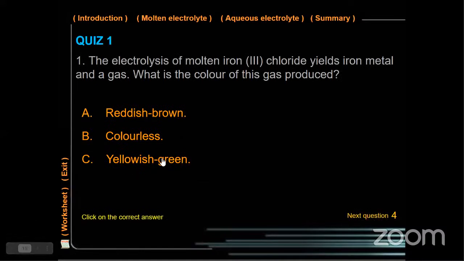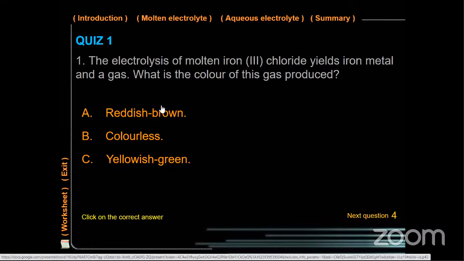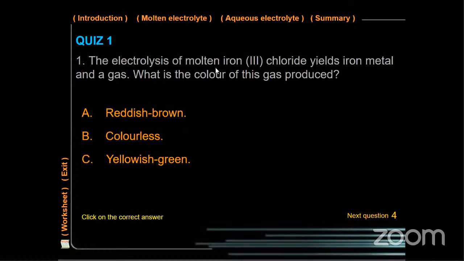All right, little quiz. The electrolysis of iron 3 chloride yields iron metal and a gas. What is the color of the gas produced? All right, type it in the chat quickly. What is the color of the gas produced?